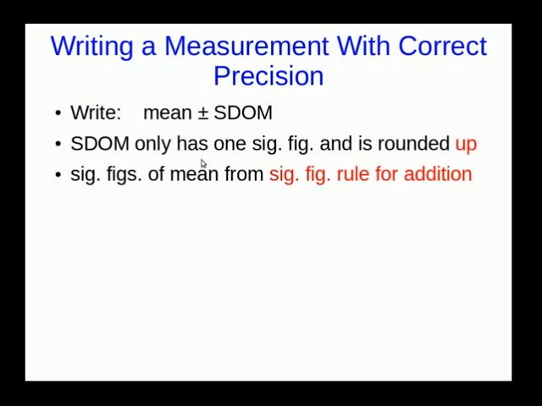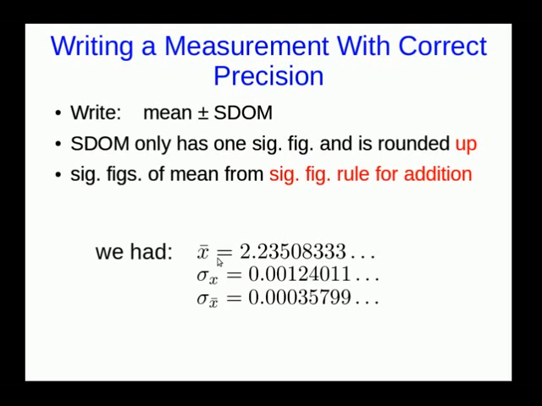And now finally we can write down our answer. So we write the mean, which is our best estimate, plus or minus the standard deviation of the mean, which is its uncertainty. The SDOM has only one sig fig. It's just no more reliable than that, and you always round it up just to be a little bit conservative about things. The sig figs of the mean now you have to determine from the significant figure rule for addition, because the SDOM is telling you the last digit that you really know much about.